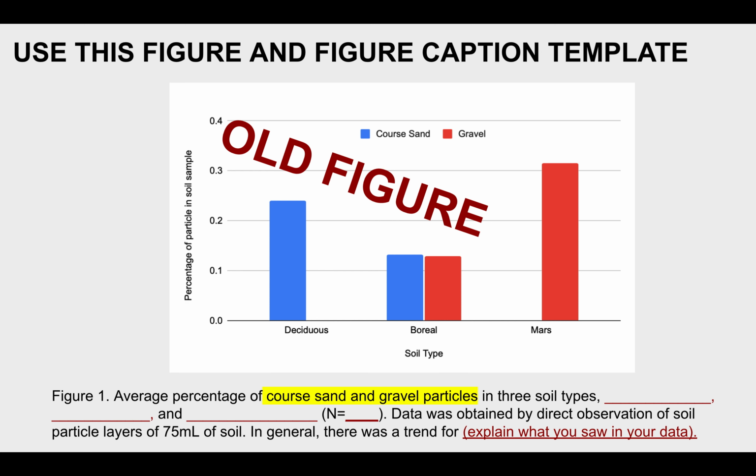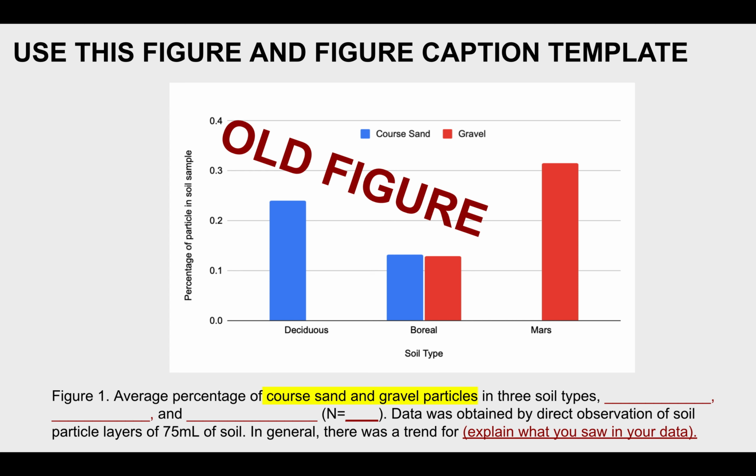So in science writing, when we write a lab report, when we submit it to a scientific journal, we're going to have figures, right? And figures should be standalone, meaning I can look at the figure and the figure caption, the writing below it, and know exactly what I am looking at without having to read the entire paper, right?